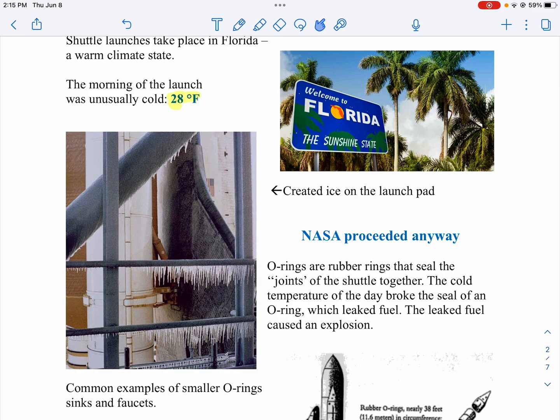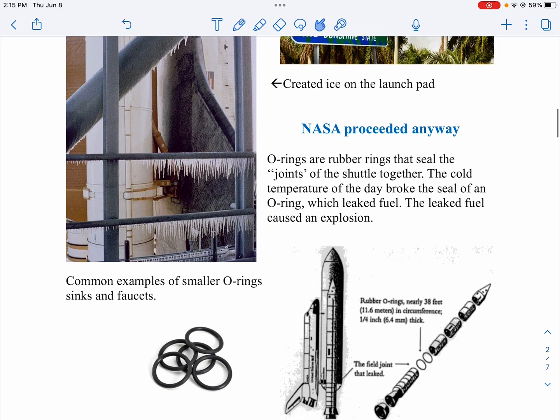As it turned out, there was a failure in O-rings. O-rings are the rings that seal joints of the shuttle together. The cold temperatures of the day broke the seal of an O-ring, which leaked fluid, which caused the explosion.